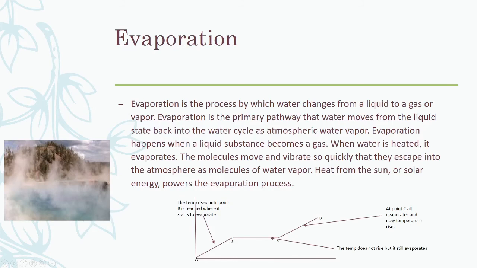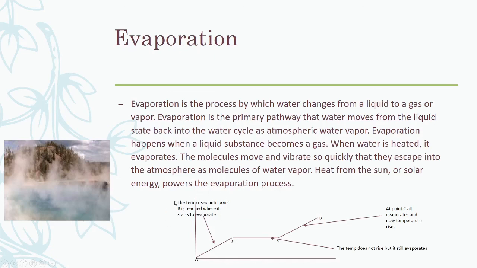Evaporation is the process by which water changes from a liquid to a gas or vapor. Evaporation is the primary pathway that water moves from the liquid state back into the water cycle as atmospheric water vapor. Now this is a side point, you do not need to remember this. Evaporation happens when a liquid substance becomes a gas. When water is heated, it evaporates. The molecules move and vibrate so quickly that they escape into the atmosphere as molecules of water vapor. Yes, heat from the sun or solar energy powers the evaporation process.